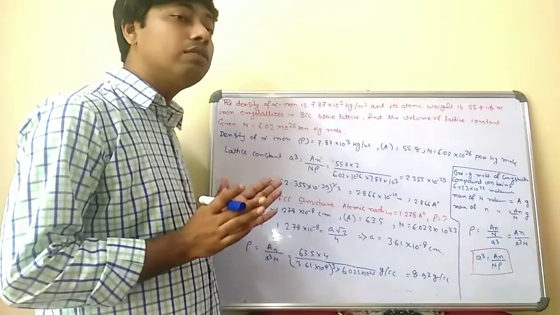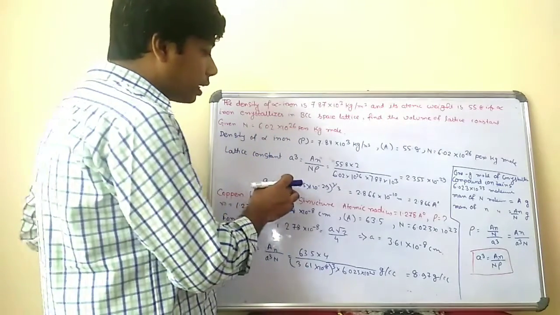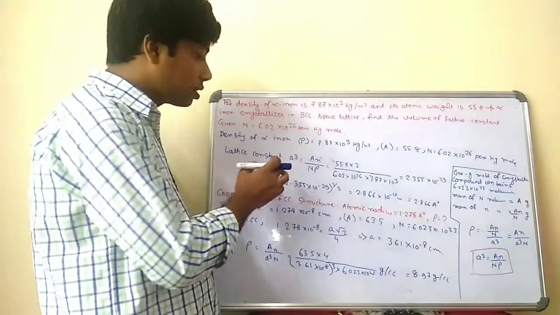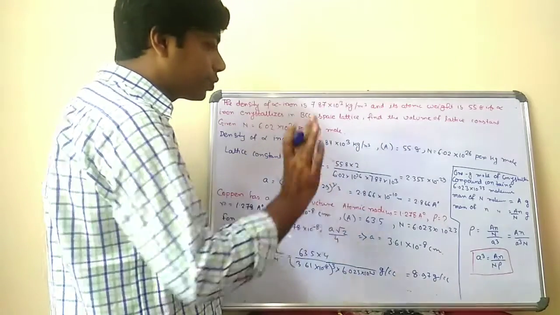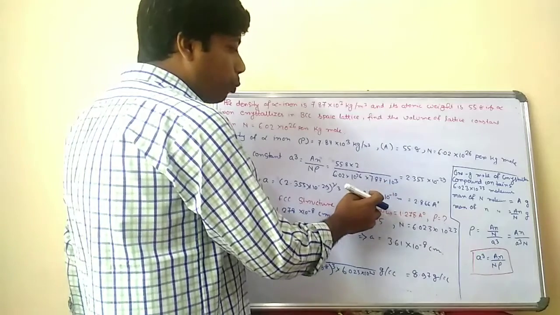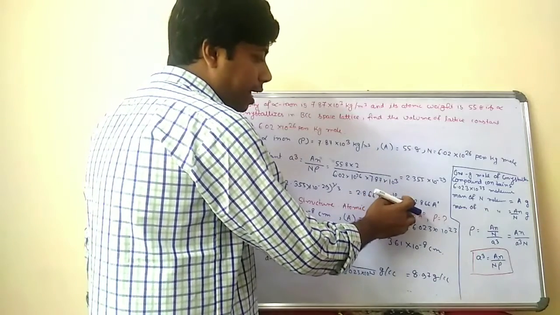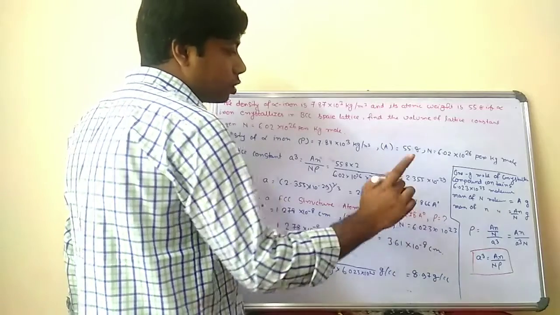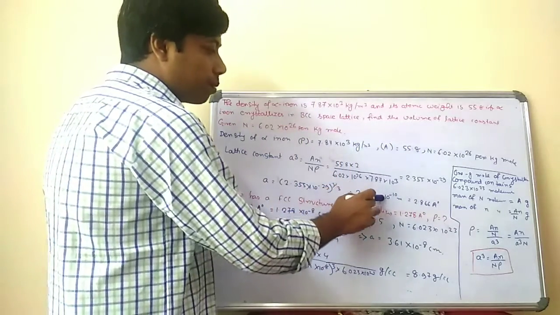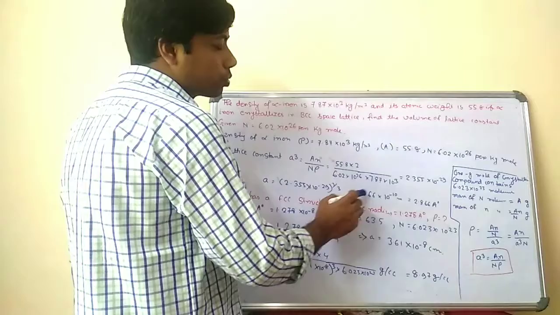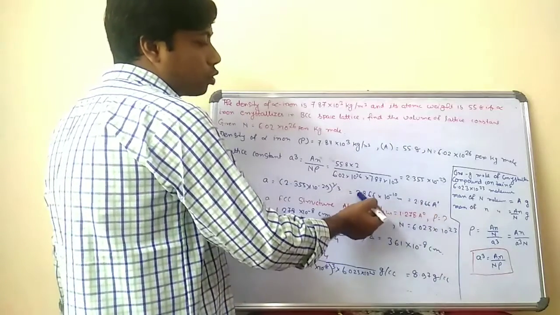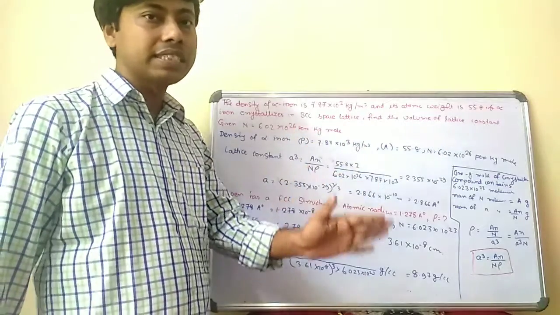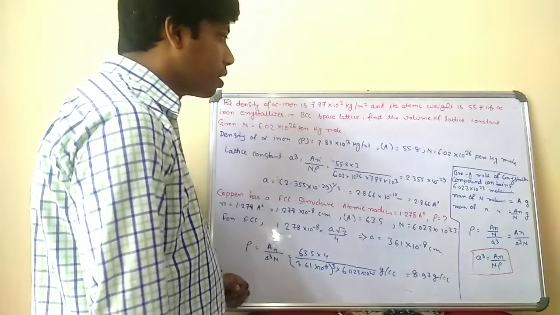Now you require the value of a. So a will be 2.335 into 10 to the power 29 raised to 1 by 3, because here it is a cubed and here it is a, that's why 1 by 3. That will be 2.866 into 10 to the power minus 10 meter. Now 10 to the power minus 10 meter is equal to 1 angstrom, so you can also convert it into angstrom. That will be 2.866 angstrom. So a is equal to 2.866 angstrom.